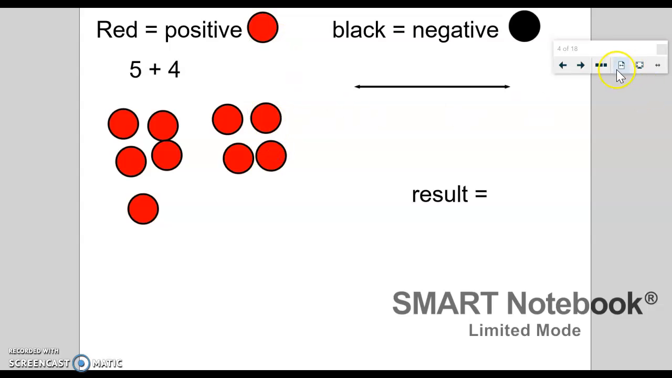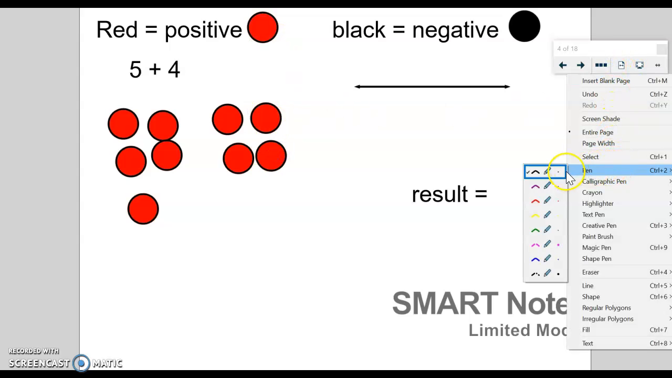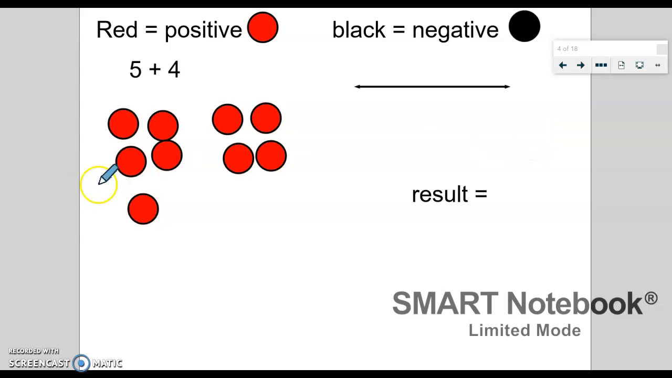And then at the very end, I look for any red or black chips that'll cancel each other out. I see all red chips, so no cancellation. So I'm just going to count 1, 2, 3, 4, 5, 6, 7, 8, 9. That's a total of 9 red chips. And since red represents positive, it's a positive 9.